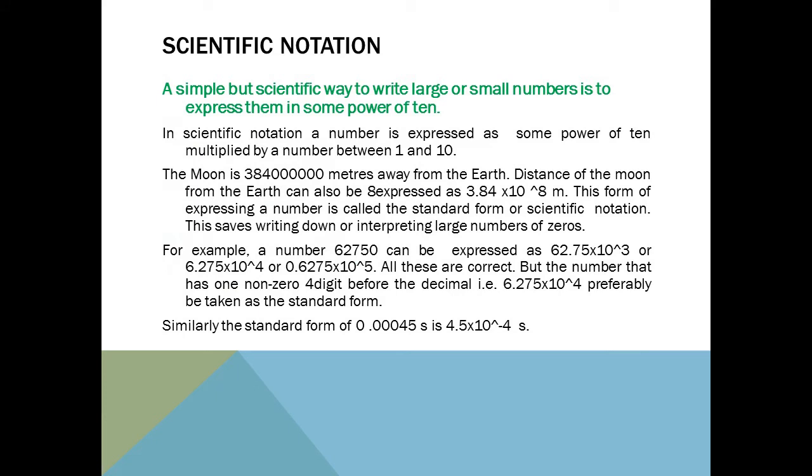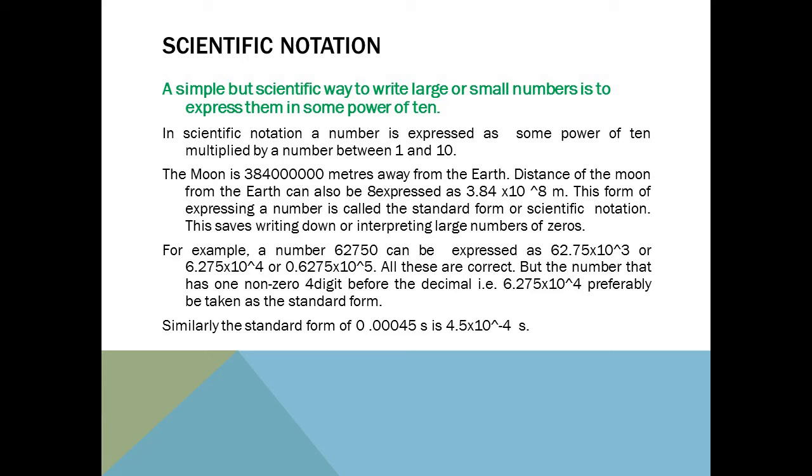Now next is scientific notation. A simple but scientific way to write large or small numbers is to express them in some power of 10. In scientific notation, a number is expressed as some power of 10 multiplied by a number between 1 and 10.